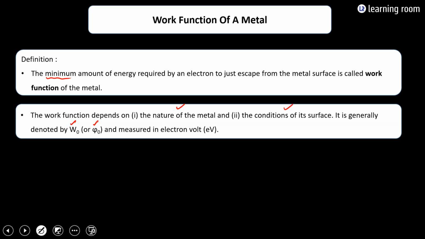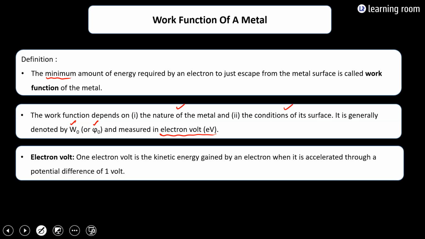Since work function speaks about energy, it should have the unit of energy. But when it comes to atomic physics, energy is mostly measured in terms of electron volt. It is not measured in joule. So the unit of work function is the electron volt. This is also another important term. Have it in your mind. Now the question is, what exactly is this 1 electron volt?